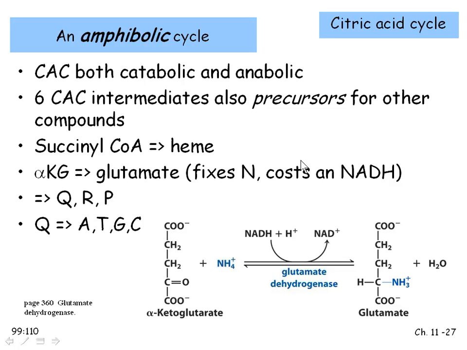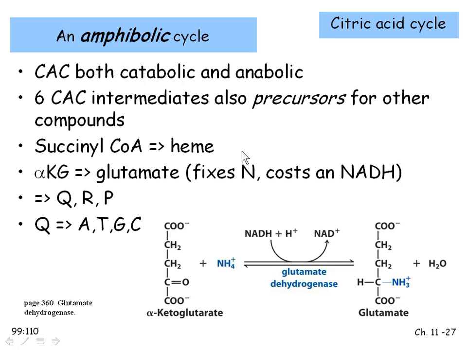But there are a lot of the citric acid cycle intermediates that can be used to make other compounds. And it's because those intermediates can be pulled out of the cycle and used to make other compounds that we call it also an anabolic cycle. And since it can be either catabolic or anabolic, it's amphibolic. And there are times when it's both at once, just to make life more interesting.